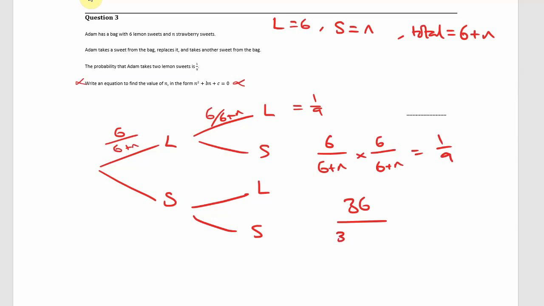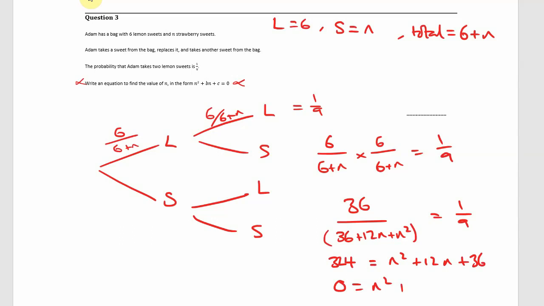So that will be 36 plus 12n plus n squared. You can see we're kind of getting there. Equals a 9th. So I'm going to times this side by 9. So 36 times by 9 gives me 324. And then I'm going to times all of this by 1, which will just give me n squared plus 12n plus 36. Then I'm going to take 324 from both sides. So 36, take away 324, gives me minus 288. So in fact we are done.